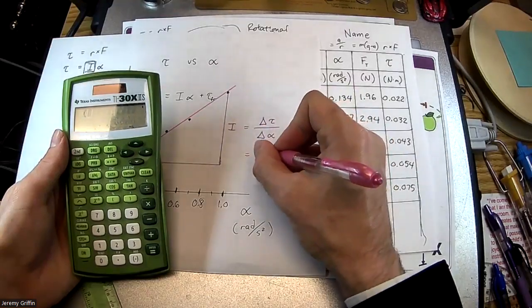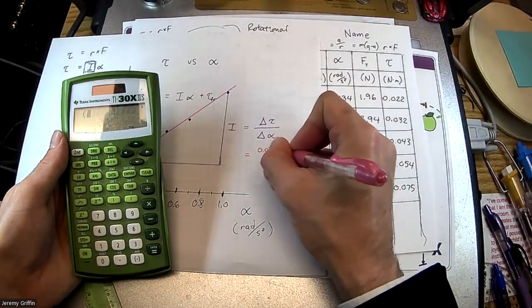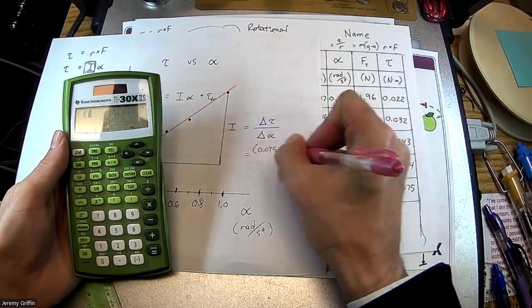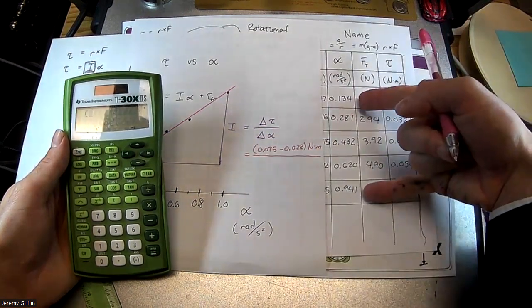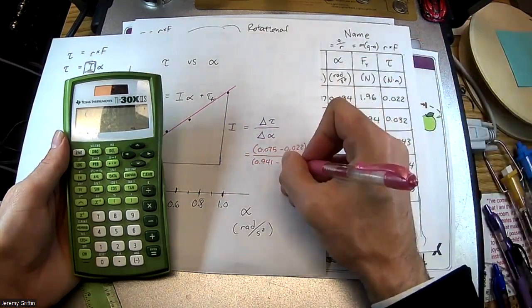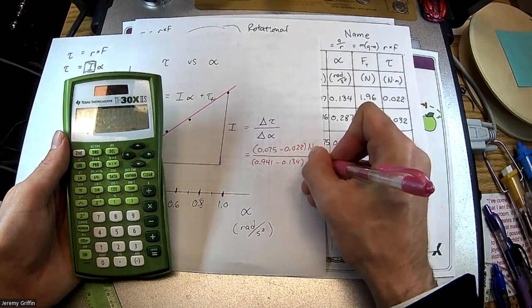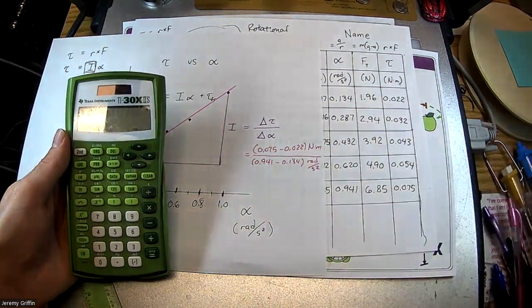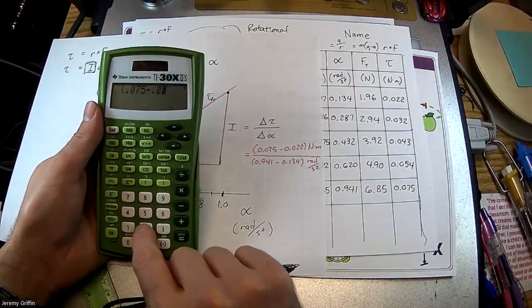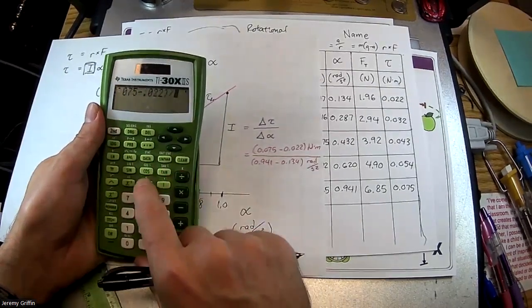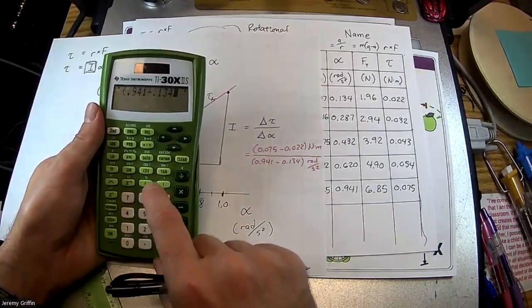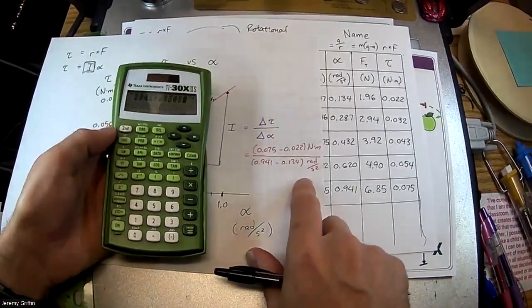0.075 minus 0.022. That's newton meters. And then the corresponding change in angular acceleration is 0.941 minus 0.134. That's radians per second squared. Okay, so put it all together here. What is 0.075 minus 0.022, grouped together in parentheses, divided by open parenthesis 0.941 minus 0.134? Make sure you can correctly type that into the calculator.